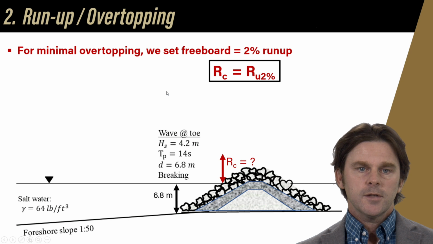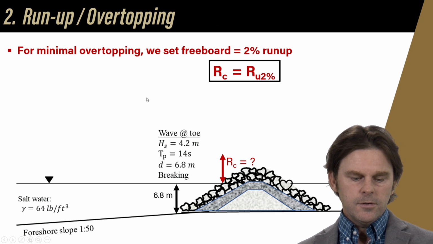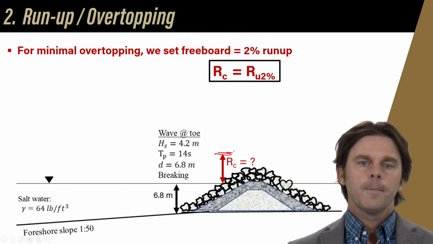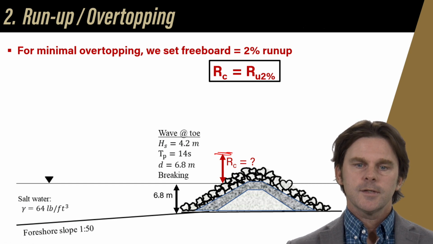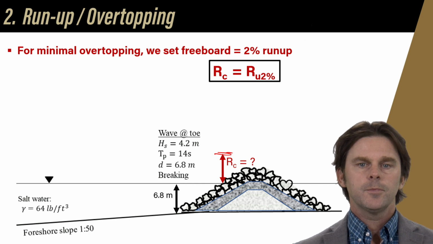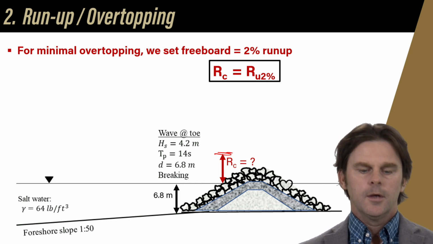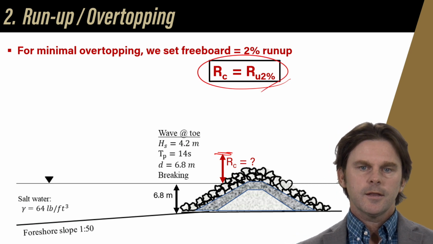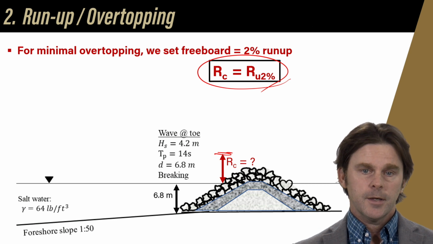Okay, first one is overtopping. So we are going to use this criteria that we'll talk about later in the lecture, where we're going to say, okay, if we don't want overtopping, we're going to set the freeboard, R sub C, equal to the run-up, RU 2%. They're not necessarily equal, but for a design calculation, we're going to set them equal, and then we would expect to have very minimal overtopping.